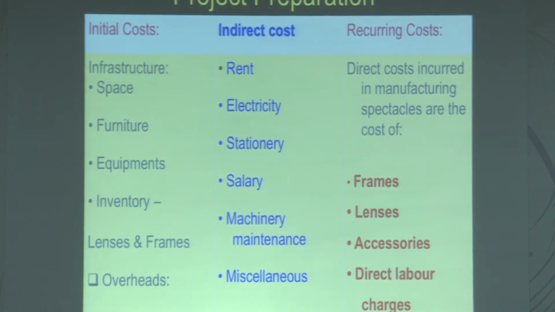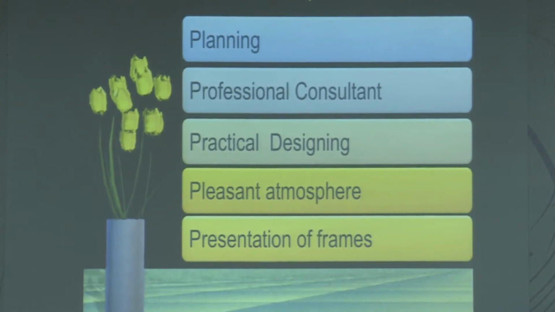There are recurring costs. The recurring costs are about the frames, lenses, and the accessories, and direct labor charges which you pay to the vendors. So this 3P is important before getting into the business. One is planning your unit, and you need to have a professional consultant who can design it for you. There are professional consultants specialized in optical designing, so you can take care of them.